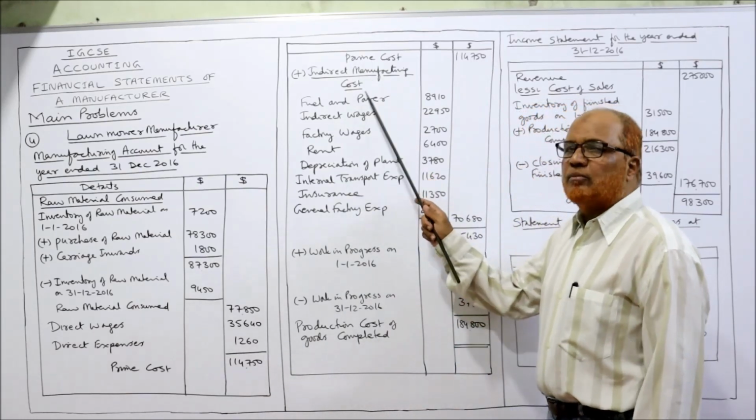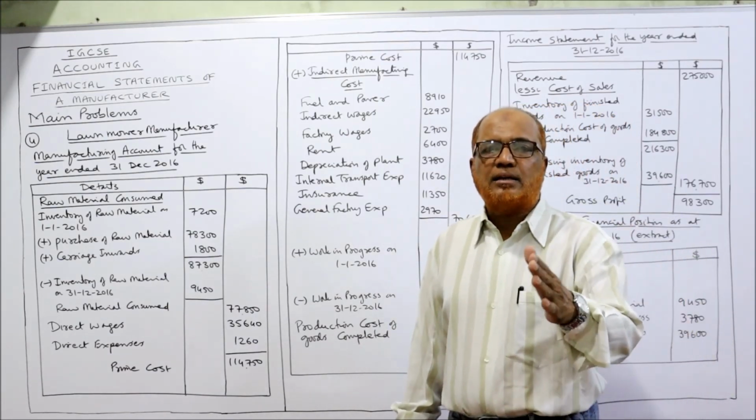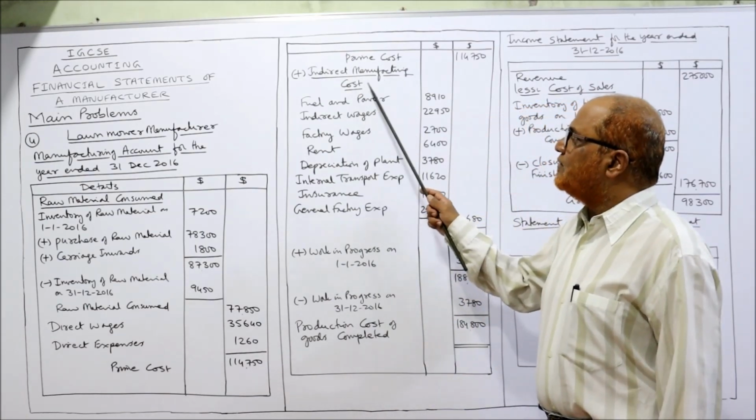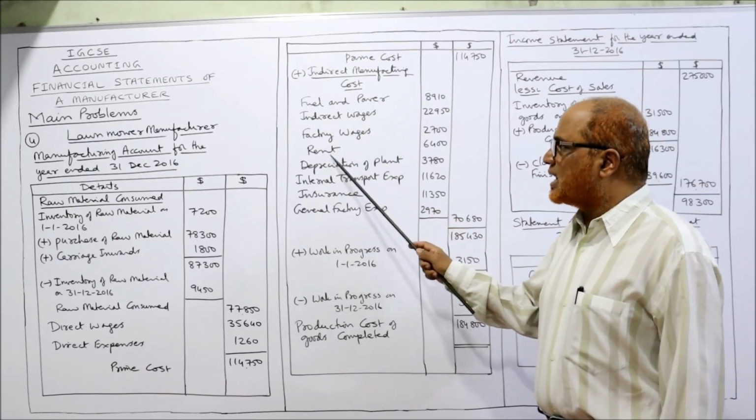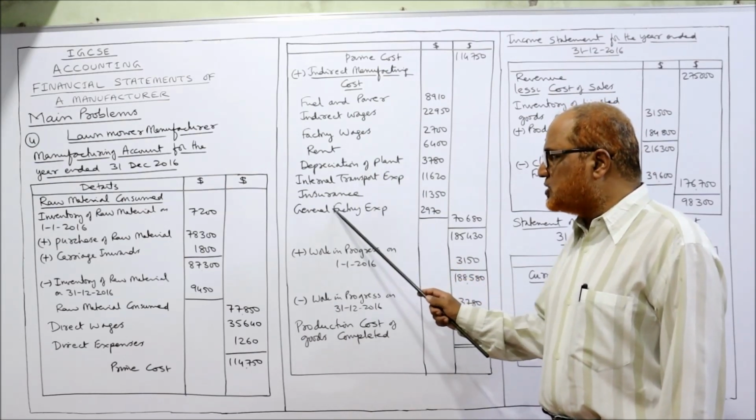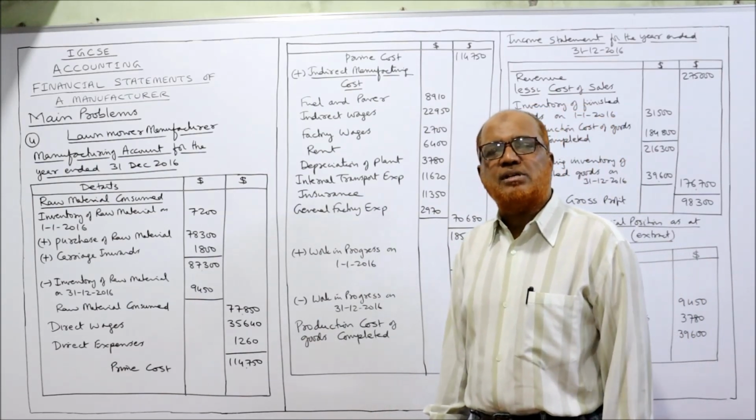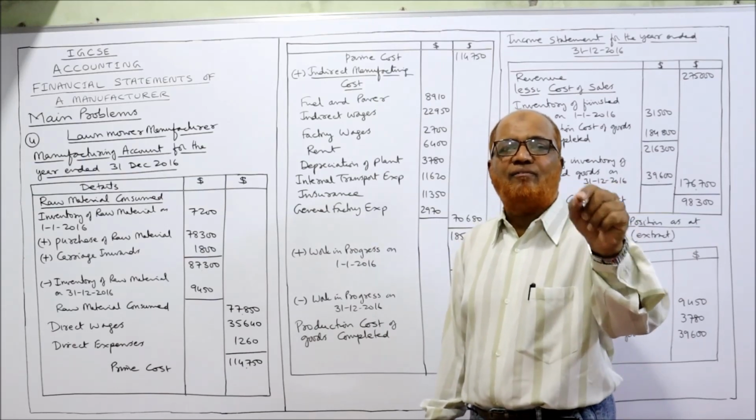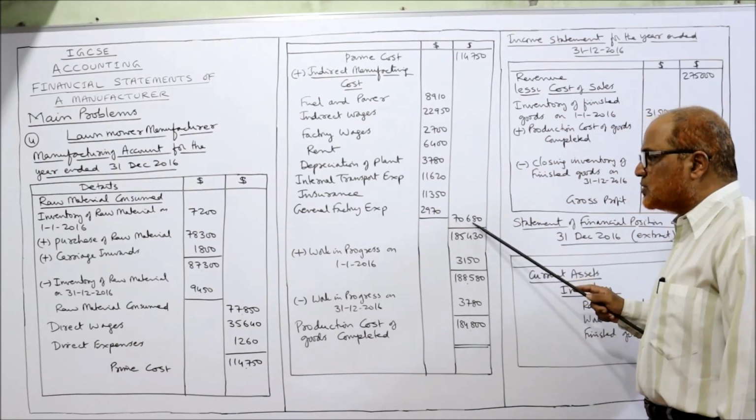Now after calculating prime cost, we have to take the indirect factory overhead or indirect manufacturing cost. So indirect manufacturing cost: fuel and power, indirect wages, factory wages, rent, depreciation of plant, internal transport expense, insurance, general factory expenses. Just now I have told you, in the problem all these items are given. These are the indirect manufacturing cost or indirect factory cost. You take the total of all these items, 70,680.